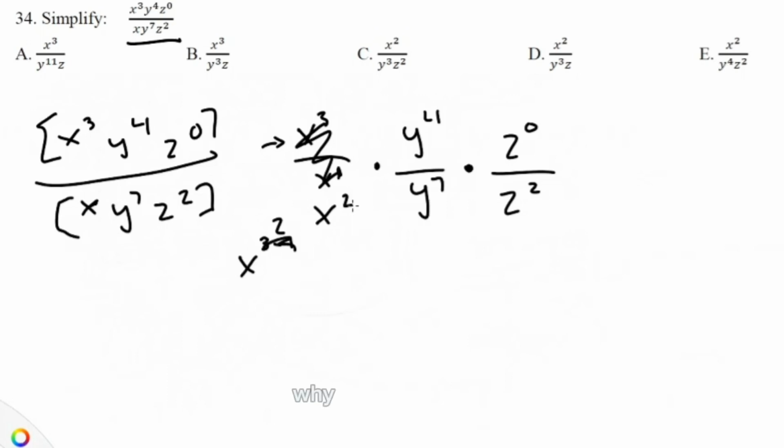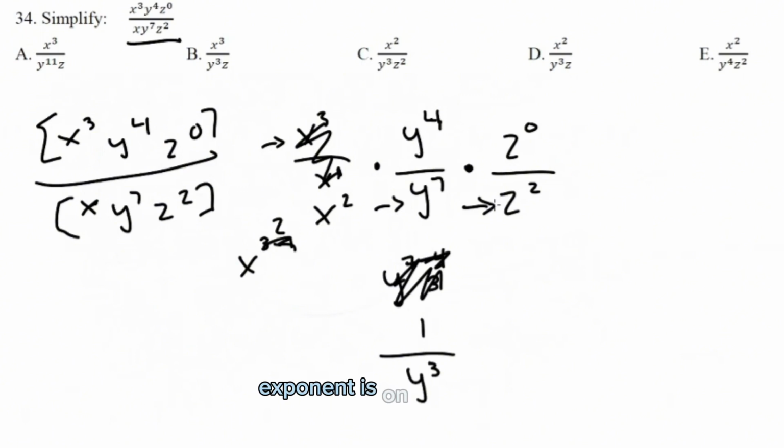Alright, next, y power 4 over y power 7. Here, the greater one is on the bottom, so we're going to bring it down and leave a 1 at the top, because we can't just leave it empty. So y power 4, y minus 7. So that becomes y to the power of 7 minus 4, which is 3. On the bottom, though. So it really becomes 1 over y power 3. Next, similar thing here where the larger exponent is on the bottom. So we're just going to do z to the power of 2 minus 0, which is just z to the power of 2. And it's going to stay on the bottom. So 1 over z squared.